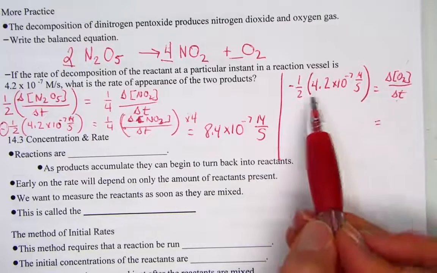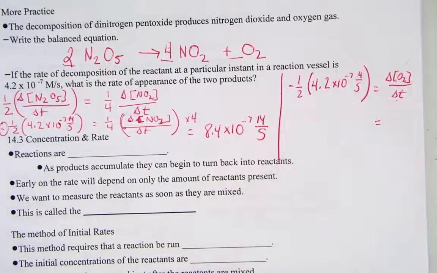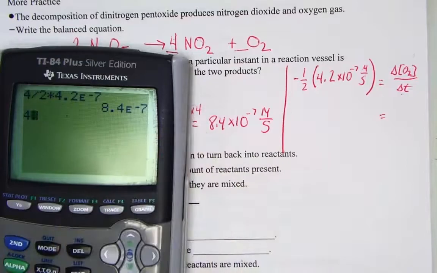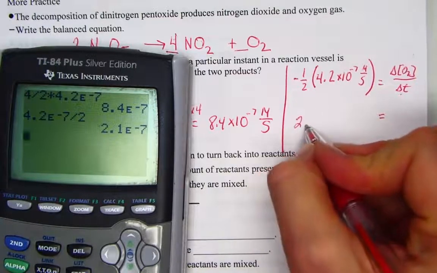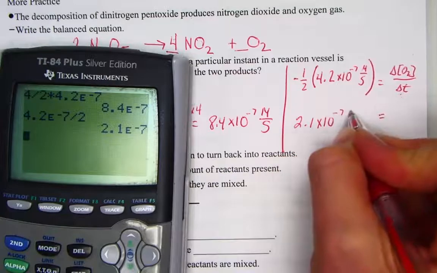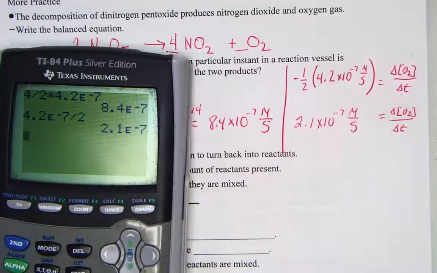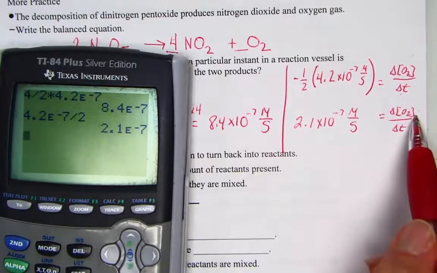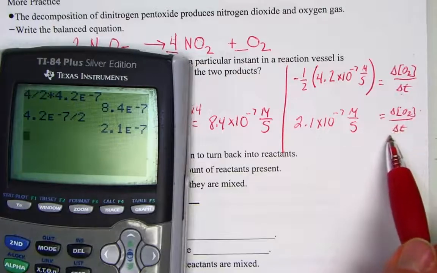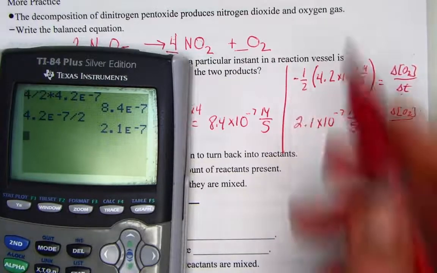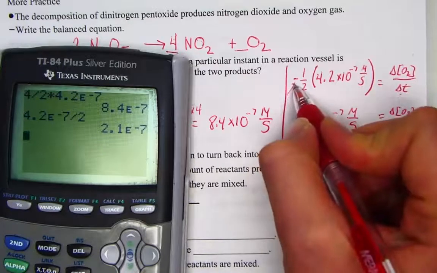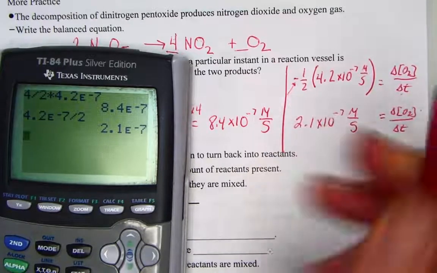So this one is as easy as hitting 1/2 the original rate. So 4.2 e negative 7 cut in half gives us a value of 2.1 times 10 to the negative 7th molarity per second as the change in concentration of oxygen over the change in time. And that represents the rate at which oxygen is being made. Reactants are consumed. That negative sign is there by convention. It is not showing that we have a negative rate.